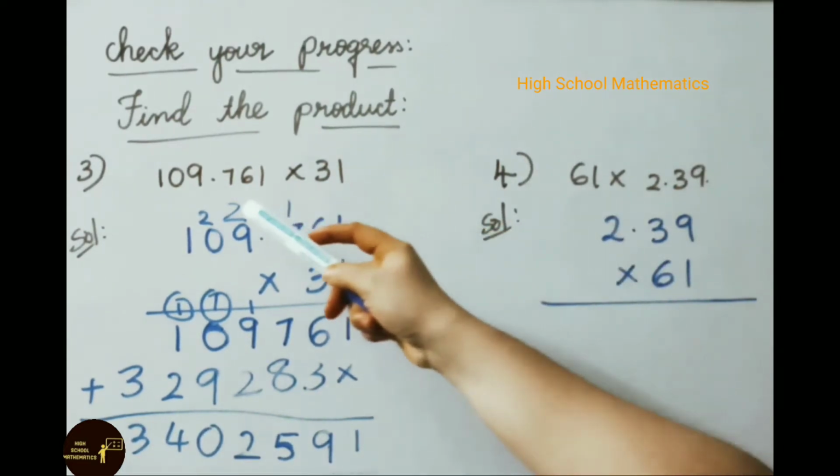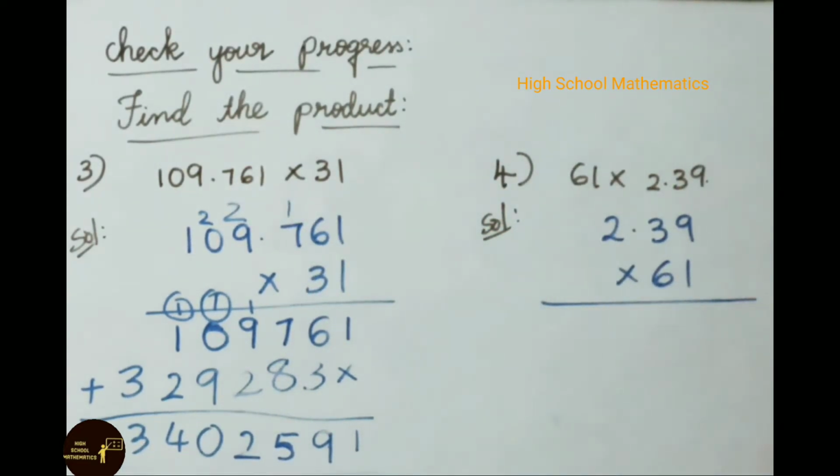See in our question here, decimal after 3 numbers were there. So in our product also, from right side onwards, 3 digits before we had to place the decimal point. So the answer is now 300402.591. Let us see fourth sum, 61 into 2.39.